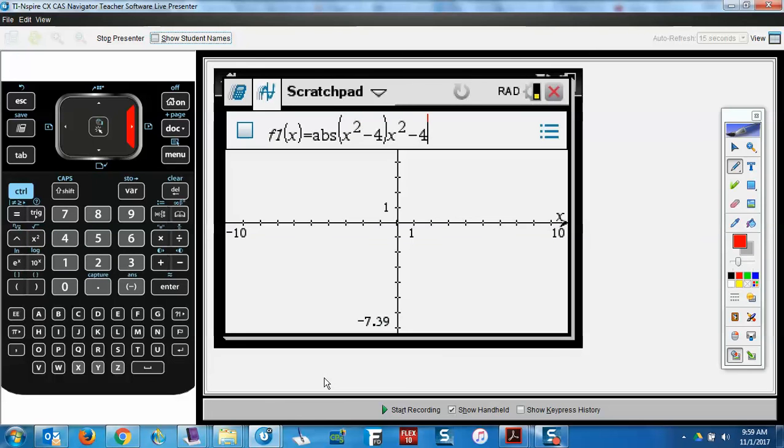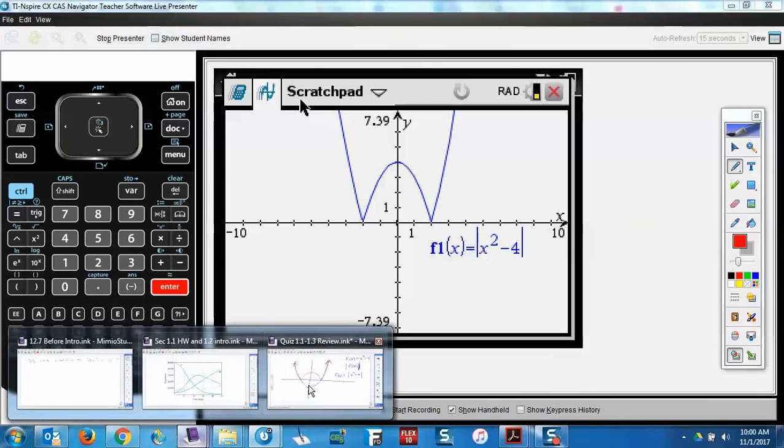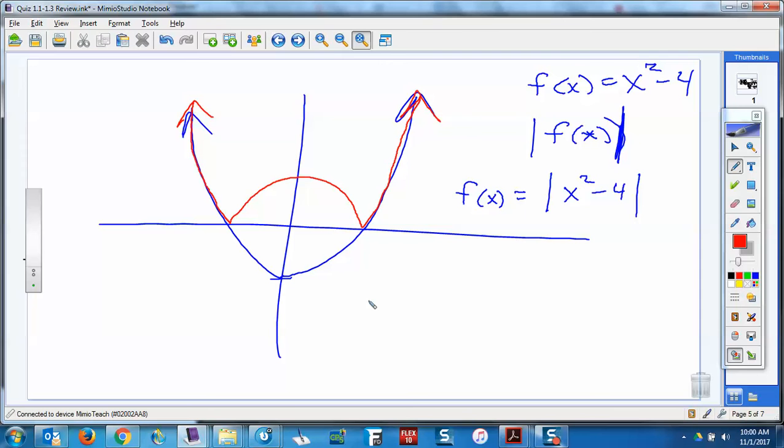Okay, there's another way to do absolute value, which I'll show you. Hit enter. Nicely done. Okay? Nicely done. There it is. Interesting. But it makes sense, doesn't it?